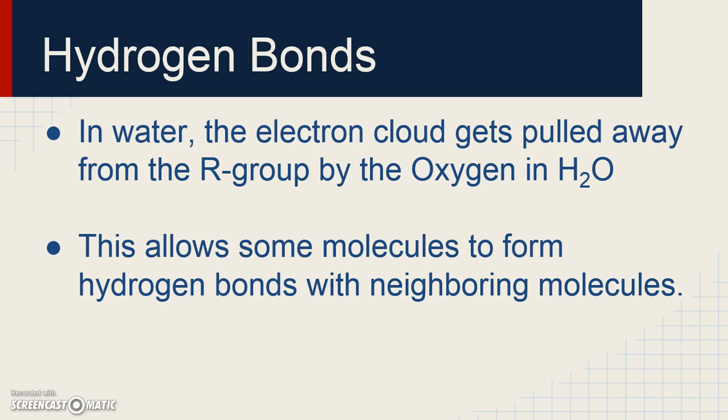Polar, meaning it has a positive and a negative pole on the molecule, or it is a neutral charged molecule, and nonpolar, meaning it's not neutrally charged. It's either positive or negative. So we can break those into two groups. Polar, meaning it has a positive and a negative. Nonpolar, meaning it's either negative or positive.